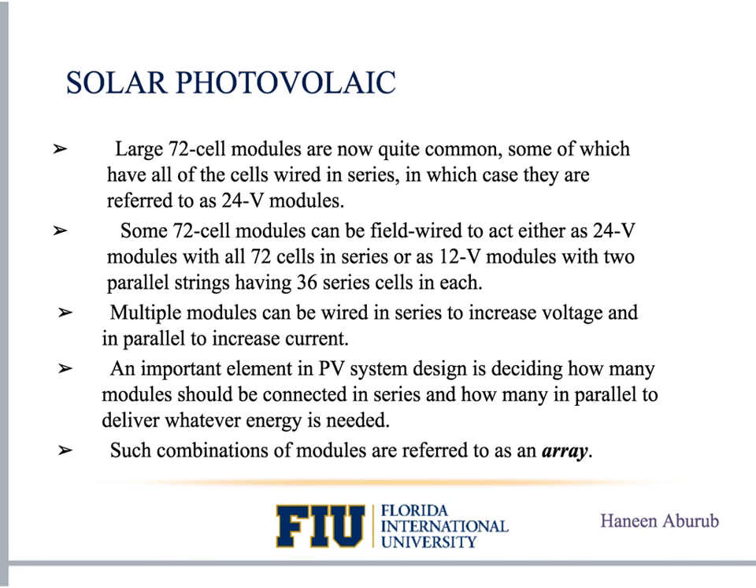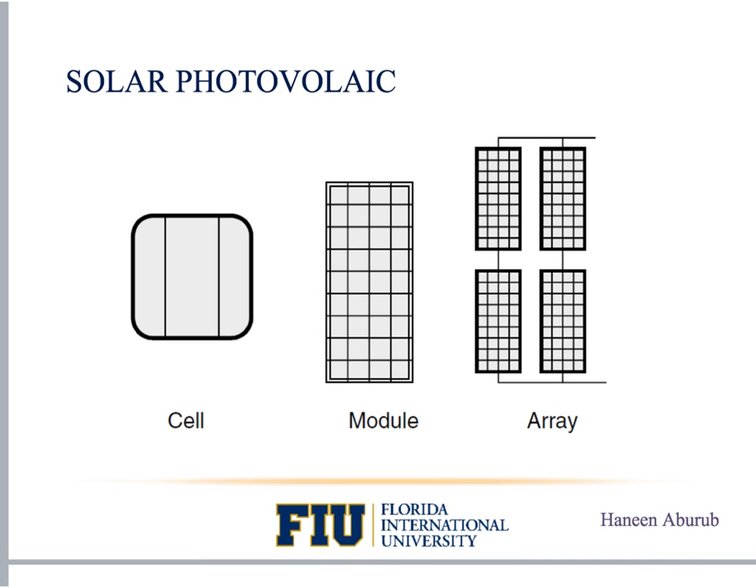Now, an important element in PV system design is deciding how many modules should be connected in series or in parallel to deliver whatever energy is needed. Such combinations of modules are referred to as arrays. So we have the cell, we have the module, a combination of cells, and then we have the array, which is a combination of modules. This figure clarifies the idea I talked about: we have the cell, the module has multiple cells, and the array has multiple modules.